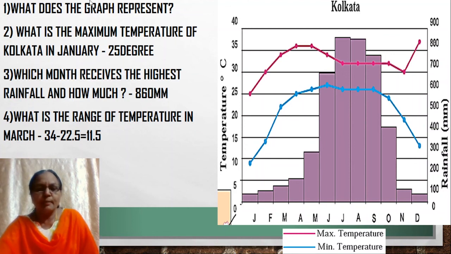Now first let us find out the maximum temperature of Kolkata in the month of March. This is March. Find out the maximum temperature. It is not 35, it's less than 35. Let us take it as 34. Come to the minimum temperature. It is not 25, it's less than 25. Let us take it as 22.5. So maximum temperature is 34, minimum temperature is 22.5. So maximum minus minimum gives you 11.5 degrees.